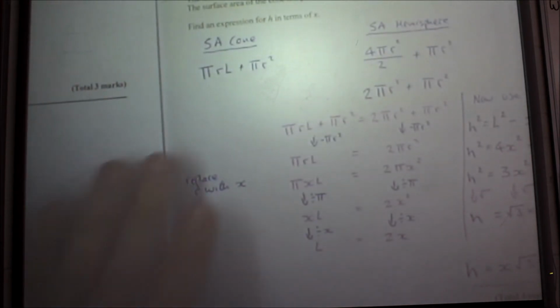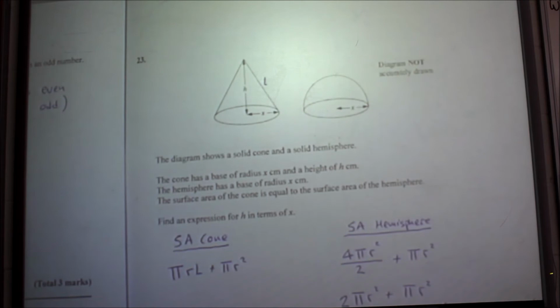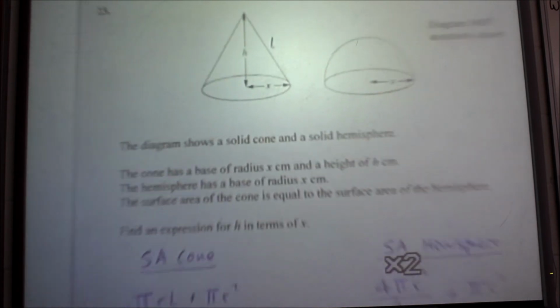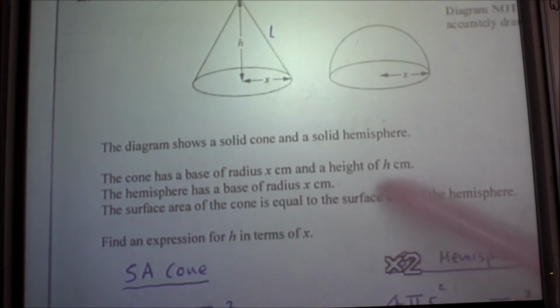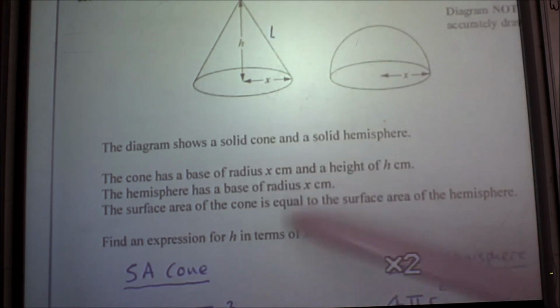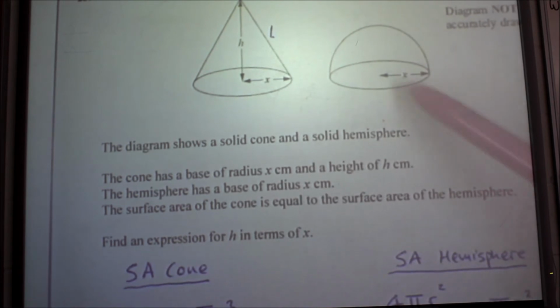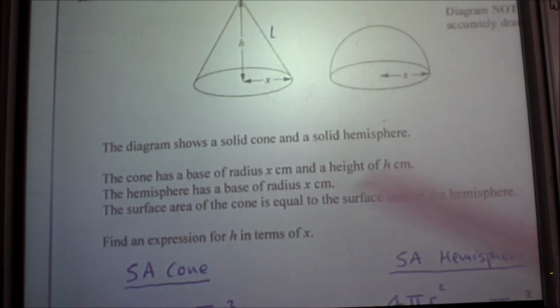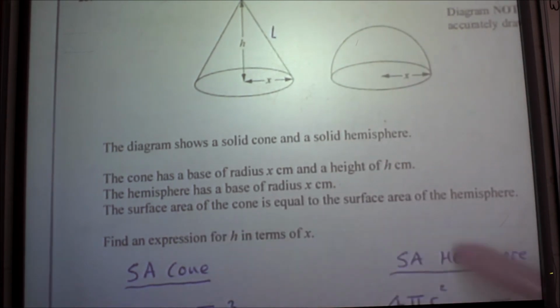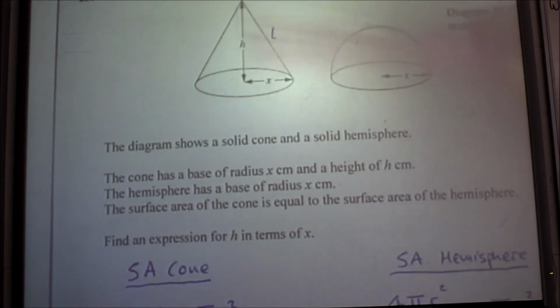Question 23. The diagram shows a solid cone and a solid hemisphere. They've both got a base radius of x, that means that's the same. The cone has a height of h, and the hemisphere has a base radius of x. Because it's a hemisphere, it also means the height would be x as well, because that's just the radius from the centre to the outside. The surface area of the cone is equal to the surface area of the hemisphere. Find an expression for h in terms of x. So h is this one here.